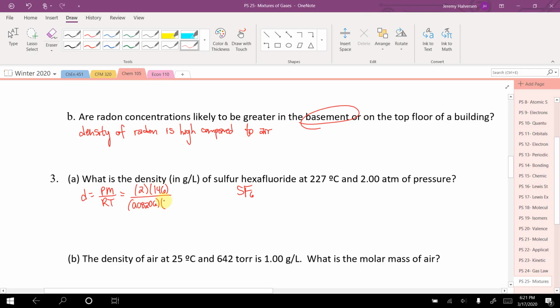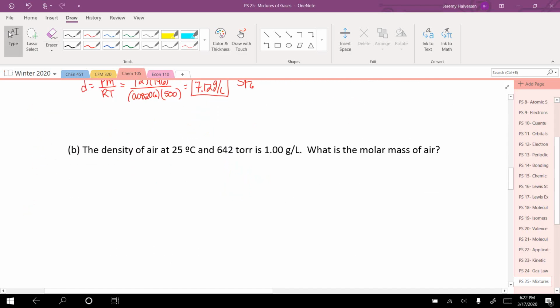And the temperature is 227 plus 273, which gives me 500 Kelvin. I do that math, and I got a density of 7.12 grams per liter for sulfur hexafluoride.